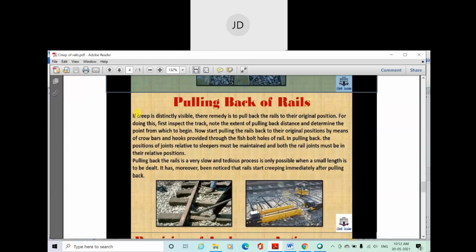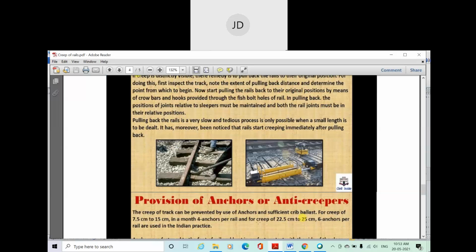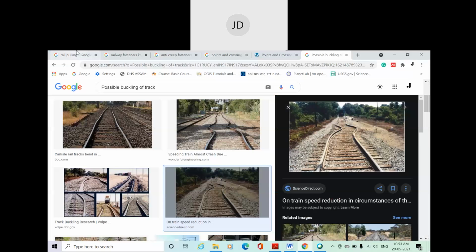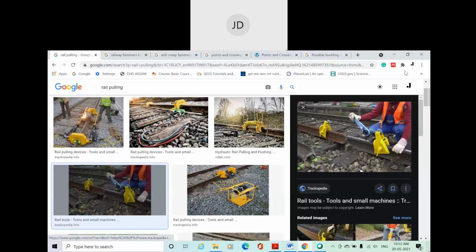It has moreover been noticed that the rails start creeping immediately after pulling back. So you have to use a proper fastener for that. Before moving the rail, you first have to release the fastener. Here the man is pulling out the fastener so that the rail can be pulled back to its original position. Here you can see different instruments can be used, even manual ones, and you can move the rail by giving appropriate spacing.